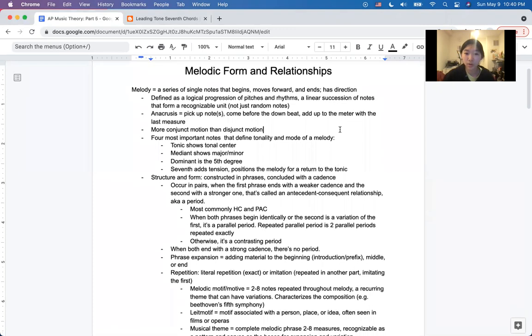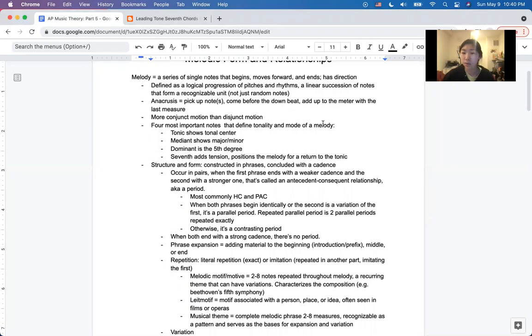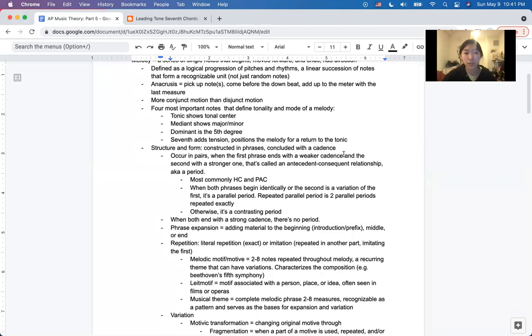The four most important notes that define tonality and mode of a melody are the tonic, since it shows you the tonic center and the key, and the mediant, which shows major or minor, the dominant, just because it's the fifth scale degree and it's used very often, and the seventh, because it adds tension and positions the melody for a return to the tonic.